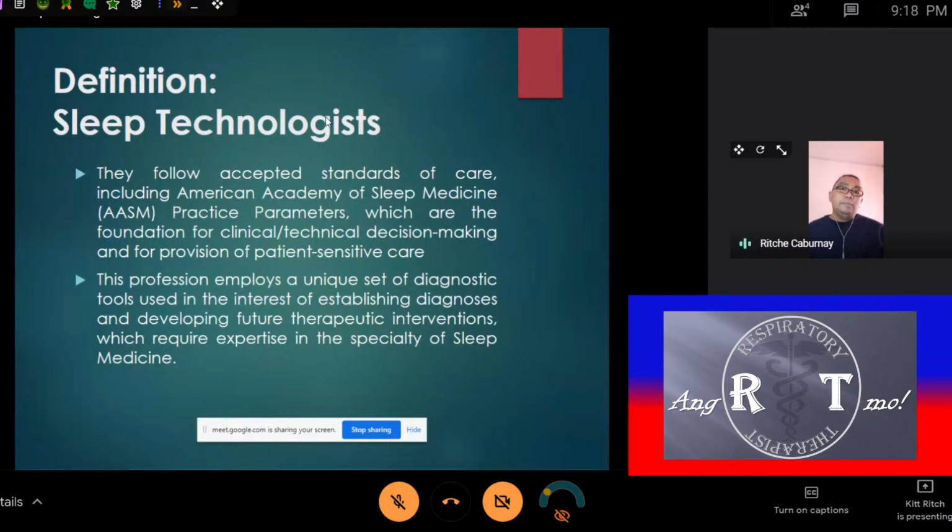Now, as a sleep technologist, what is the scope of practice? What do you usually do in a sleep lab? For you to be able to find out the scope of the profession, I will discuss this in terms of categories. Let's go first with instrumentation. The practice of polysomnography requires thorough familiarity with and proficiency in the use of specialized instruments and observations used to record a variety of parameters during sleep and wakefulness.